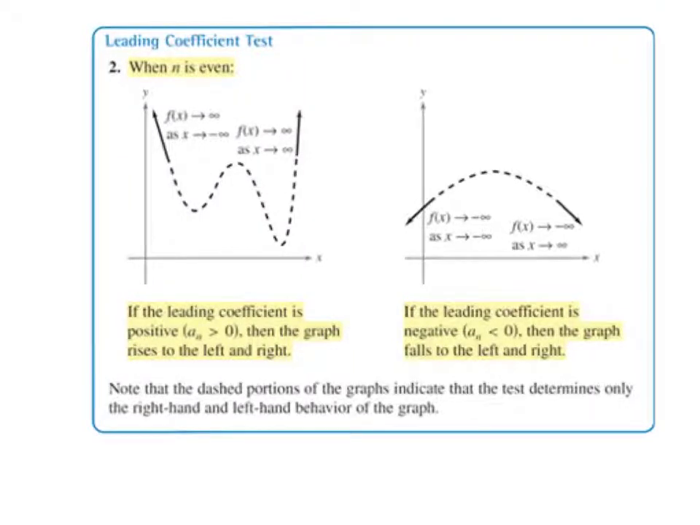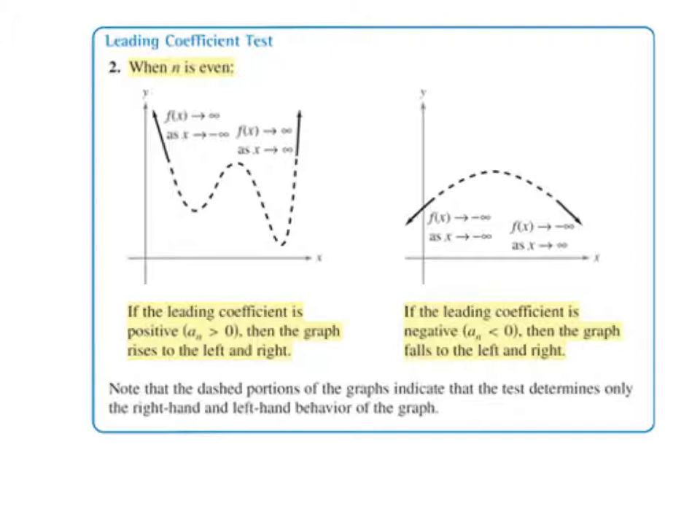Now, I already showed you how to use the leading coefficient test when your n is odd. So this time we'll show you how to use it when n is even. If you notice, whenever you have an even degree, both the left and the right side of your graph are going to be either opening both up or both down.